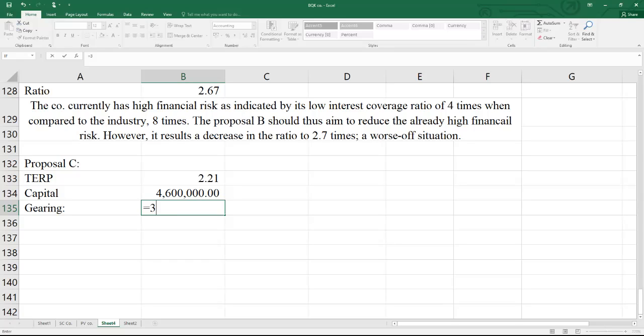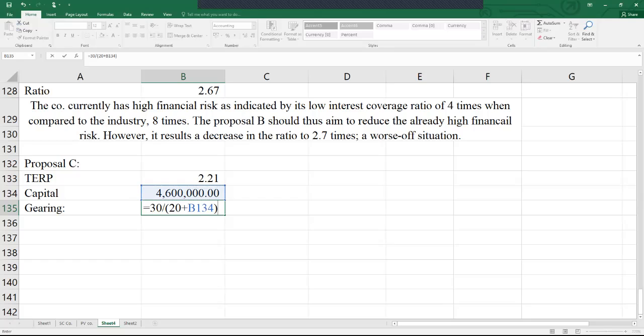Debt remains at 30. However, equity of the company was 20 before. Then the company has issued shares worth 4.6 million, isn't it? They come to here. These are shares worth 4.6 million.